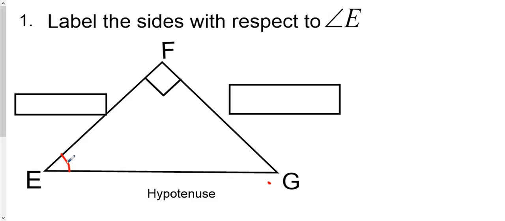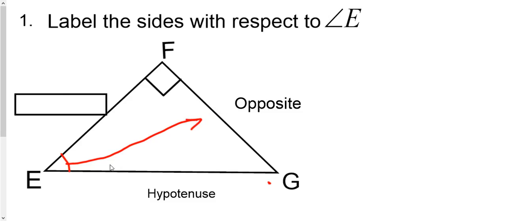And then the side opposite this angle E here is side FG. And that leaves us with the adjacent side over here at EF. Remember, you can pause this at any time, or if you don't understand and need some clarification, just call me over. I'll help you.